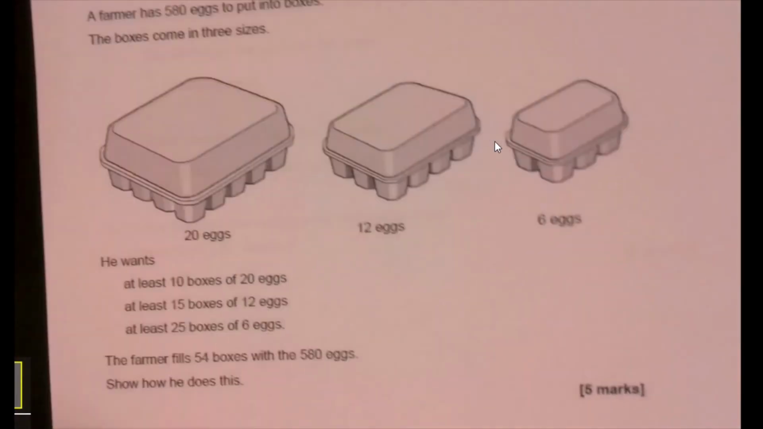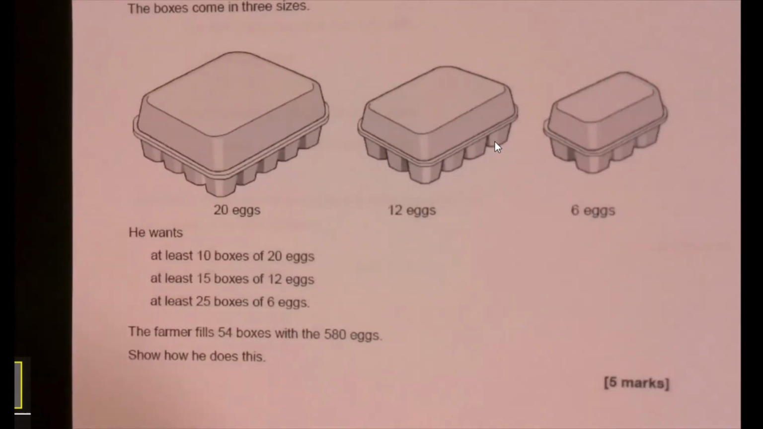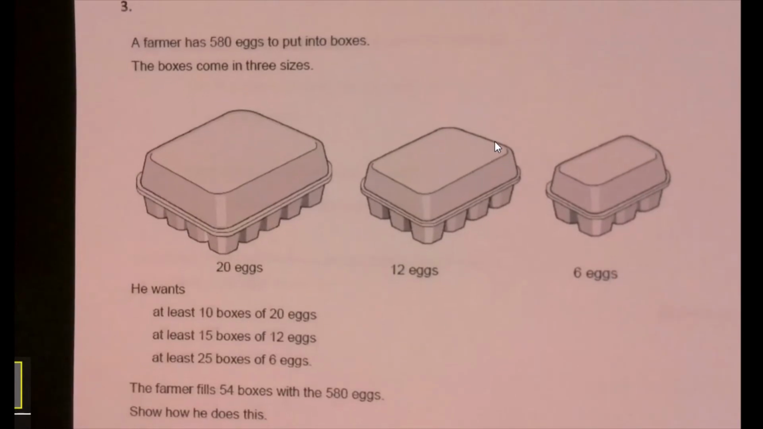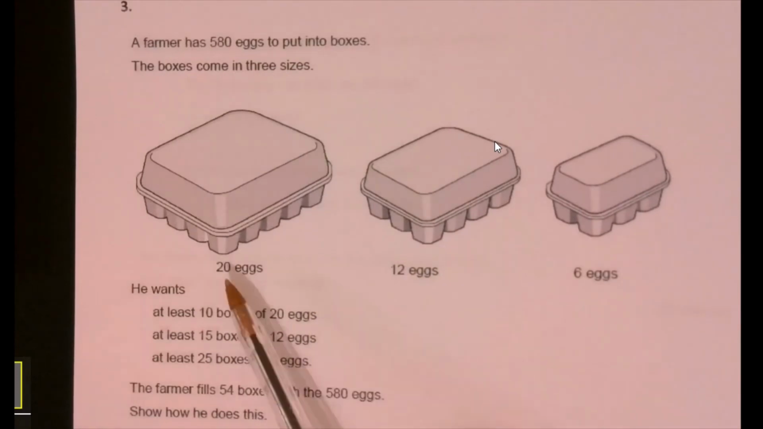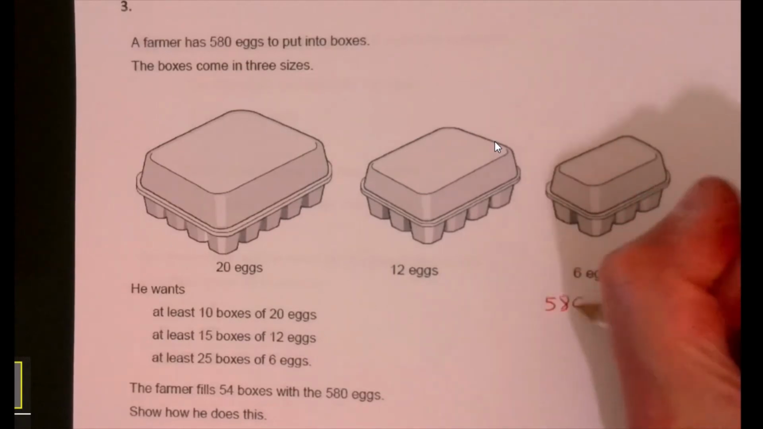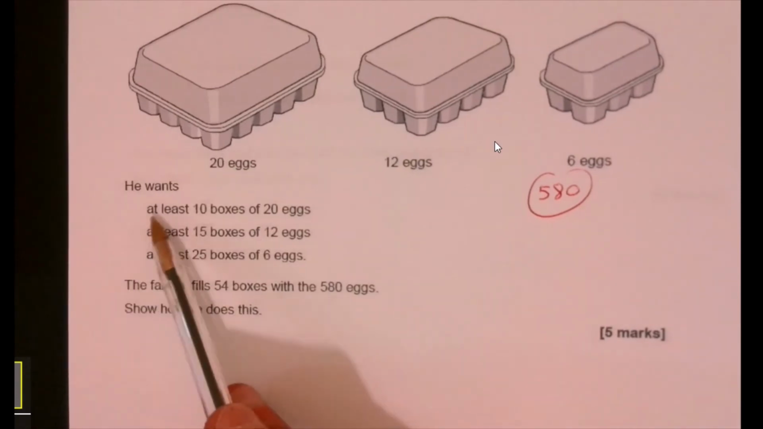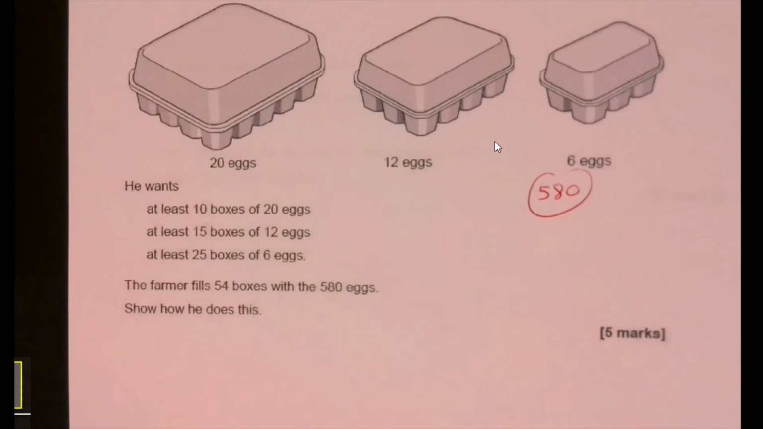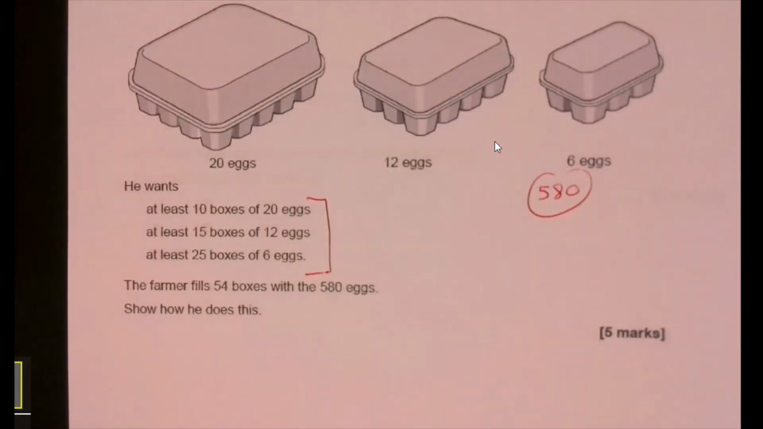All right. Right, question 3. Let's have a little look. Now these are the ones, like big mark questions, okay? 5 marks, so it's one that we want to get right. So a farmer has got 580 eggs to put into boxes. Boxes come in 3 sizes. I'm going to write 580 eggs there, just so I can move it up a little bit. He wants at least 10 boxes of 20 eggs. A farmer fills 54 boxes with the 580 eggs. So the first job to do is work out how many eggs that takes.